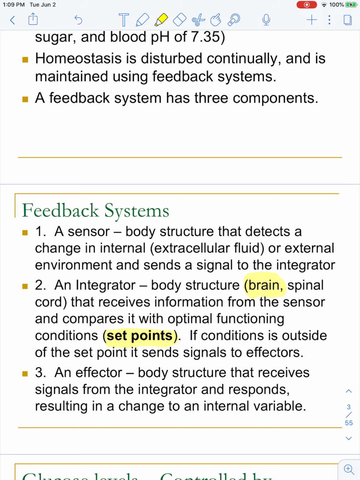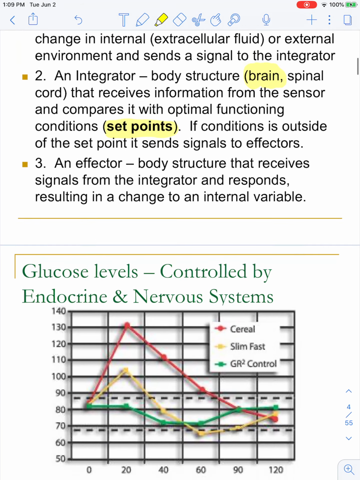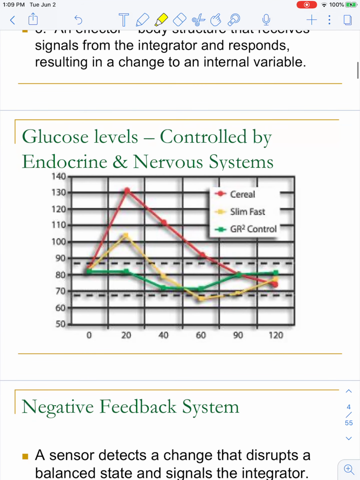So the effector is the body structure that receives signals from the integrator and responds, and it results in a change to an internal variable. Okay, we're going to look at some examples of this. So right off the get-go, we can see how glucose levels are controlled by the endocrine and nervous systems, and we are going to be looking at this in such detail later. So this is just a quick overview of, obviously there's regulating going on here.